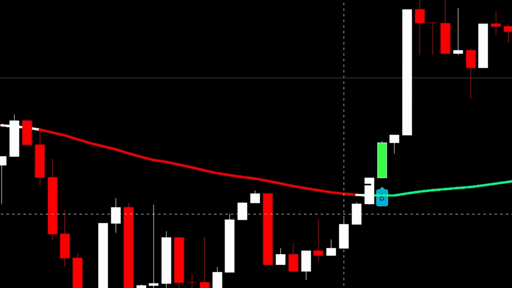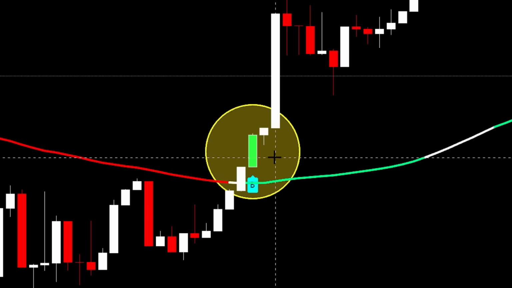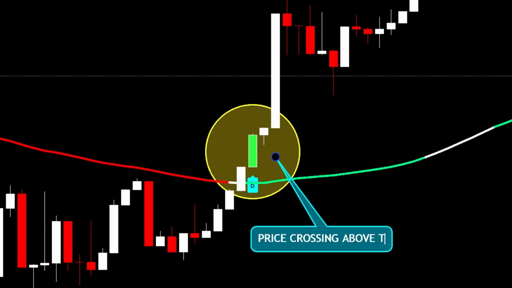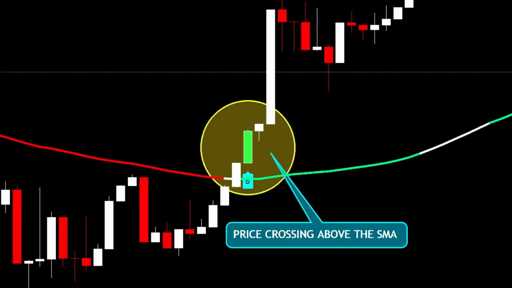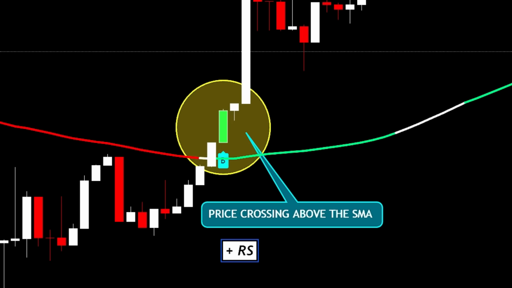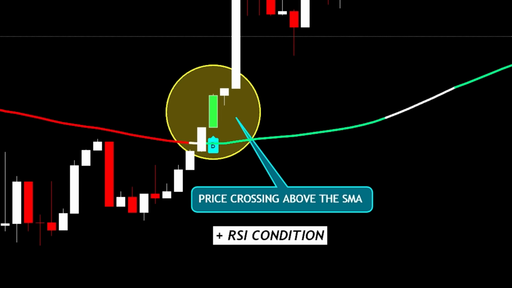Here's the SMA line. When a breakout happens and the RSI conditions are met, the indicator generates a B signal. That's your buy signal. It's clean, clear, and easy to spot. You don't have to guess, and you can see exactly what the market is doing in the moment.